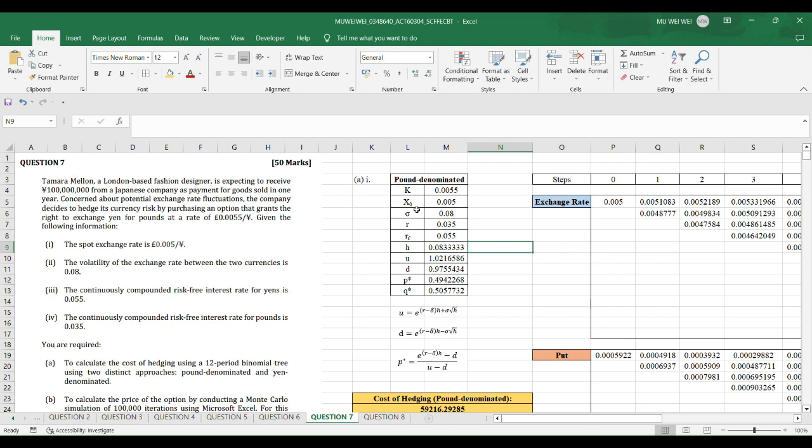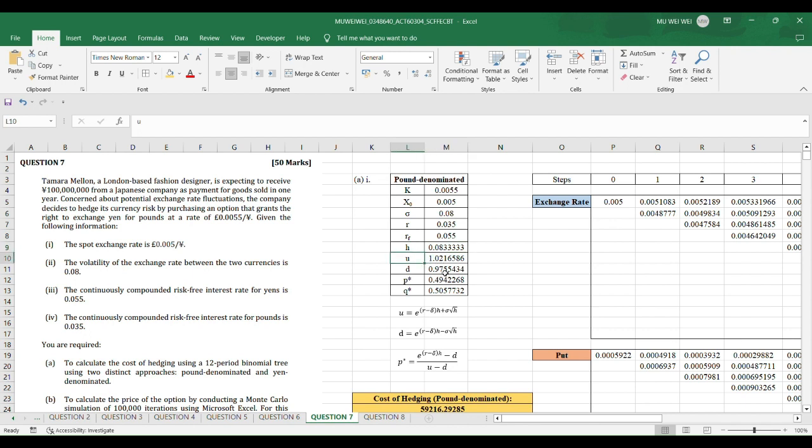So in this case, for pound-denominated, the pound is the domestic currency while the yen is the foreign currency. So the risk-free interest rate for yen is the foreign risk-free interest rate. So the RF is 0.055 while the R is 0.035 since pounds is the domestic currency. And then the H is 1 divided by 12 since it is counted as a year.